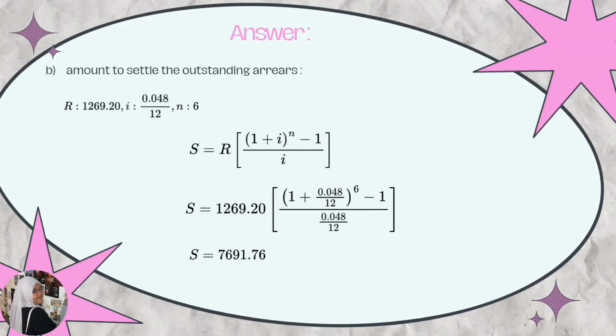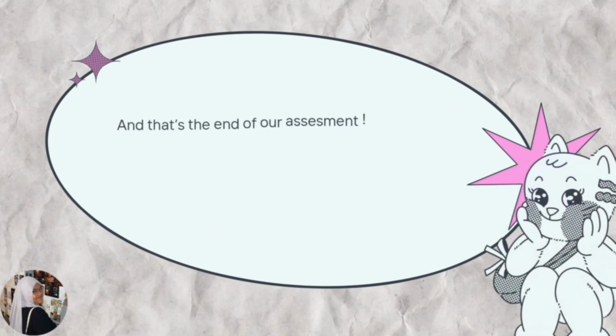Now let's find the amount that Alisha needs to pay to settle the outstanding arrears. The formula is S equals R in brackets 1 plus I powered by N minus 1 over I. Substitute the R to 1,269.20 and the I for 0.048 over 12. Our N is 6. And you will get the answer, 7,691.76. And that's the end of our assessment.